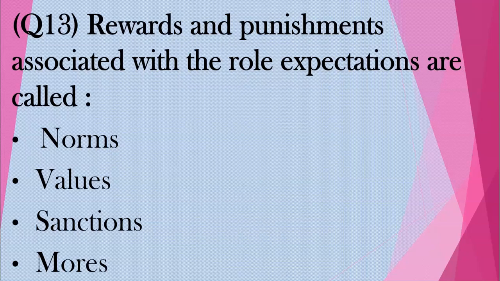The answer is sanctions. Okay, so sanctions can also be called coercive measures sometimes, and sanctions can be both formal and informal. So, sanctions are mainly mechanisms of social control. And as sociologists, we consider sanctions as a form of external control. So, it can be both positive and negative. Sanctions can be both positive and negative. I hope that is clear.